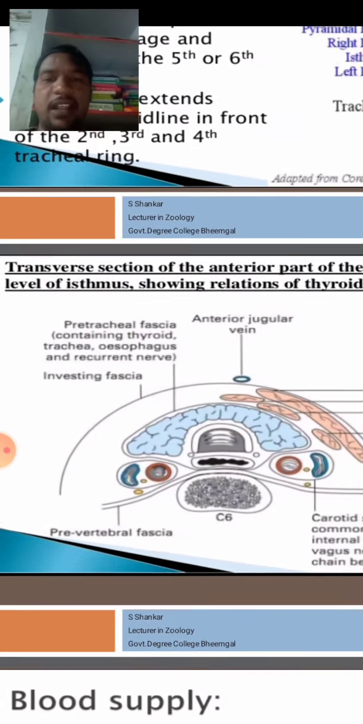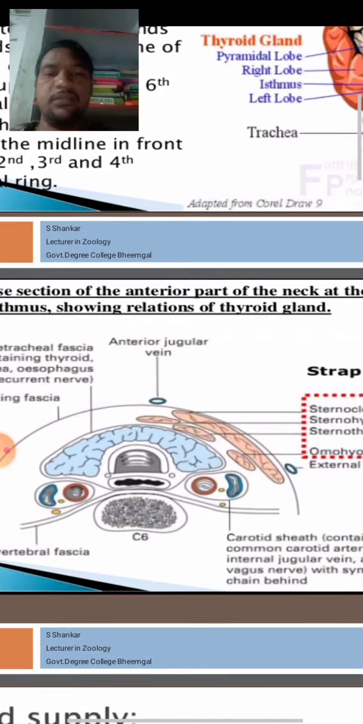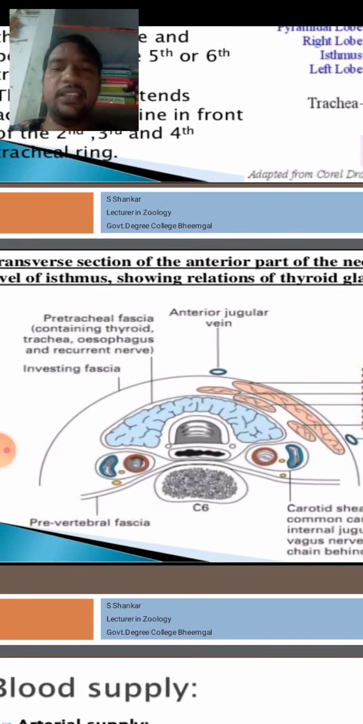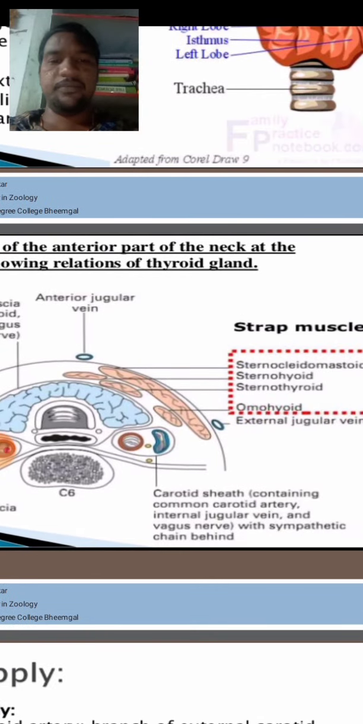Another one: transverse section of the anterior part of the neck at the level of the isthmus, showing relations of the thyroid gland.